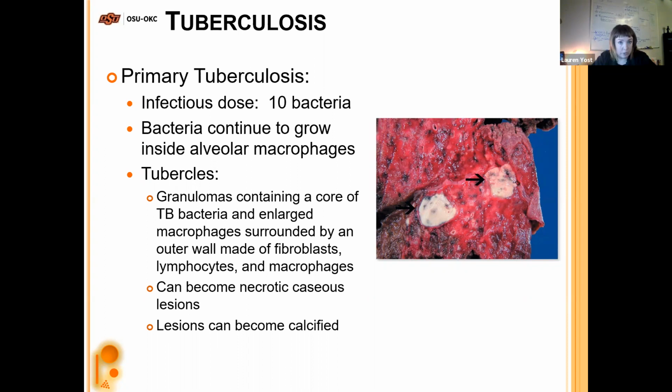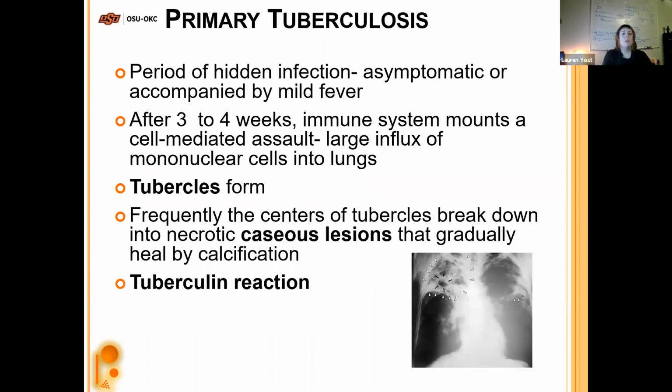Those tubercles, the lesions that they are associated with, can become necrotic and caseous, so almost cheesy-like, which is gross, but that is the truth of it. And then when they're healing over, can become calcified, so hardened. So that's a period of hidden infection, typically, where you're asymptomatic. You might have a mild fever.